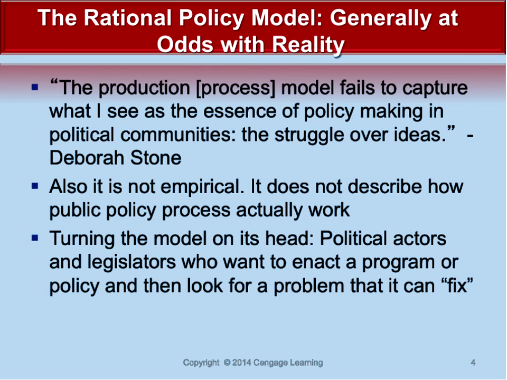Also, this model is a model. It's really not empirical. It doesn't actually describe how public policy processes really work. The example that we gave of your needing to buy a Christmas present is a very simple kind of activity in an individual life, but as you can imagine, the political process is a lot more complicated.